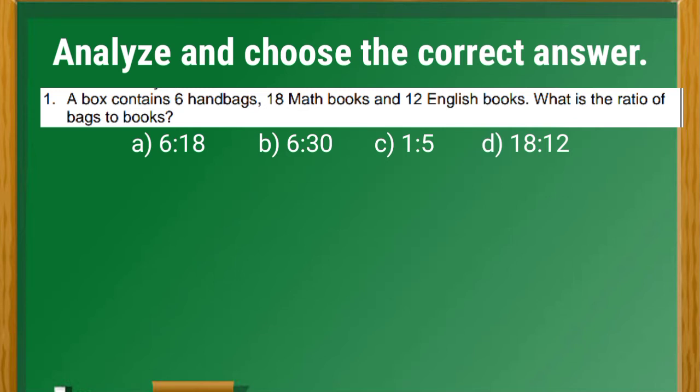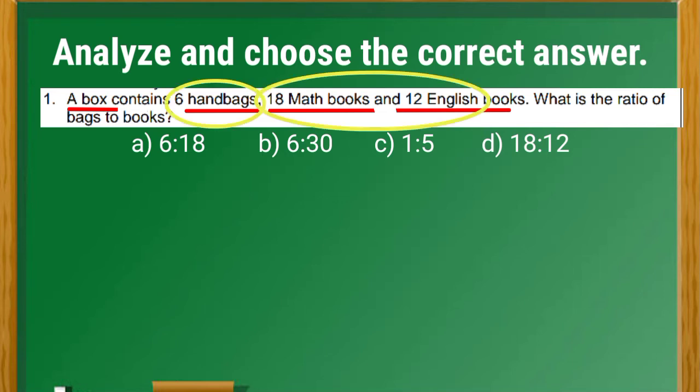This problem is quite complicated and needs your deeper understanding because there are lots of quantities given in the problem. We have here a box, 6 handbags, 18 math books, and 12 English books. What is asked here is the ratio of bags and books. So never mind the other quantities given, like the box. We will pay attention only to handbags and books.